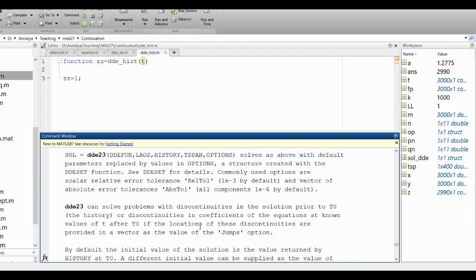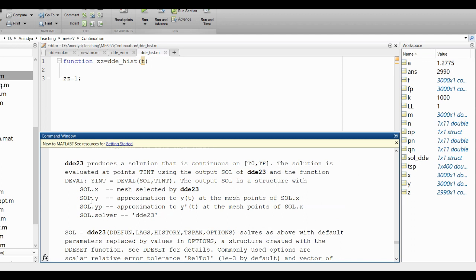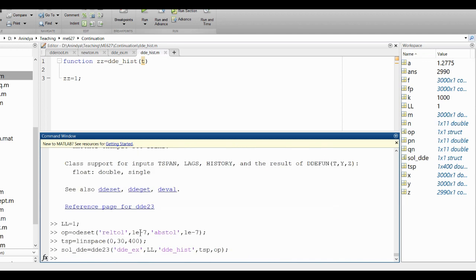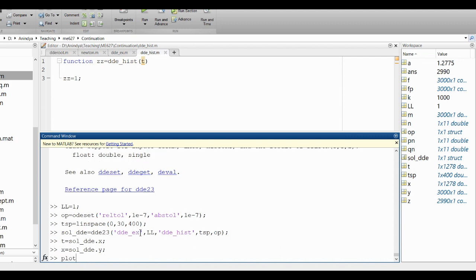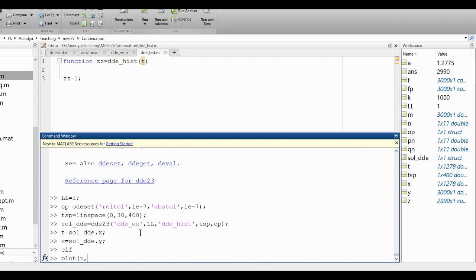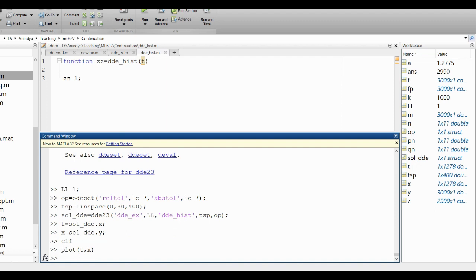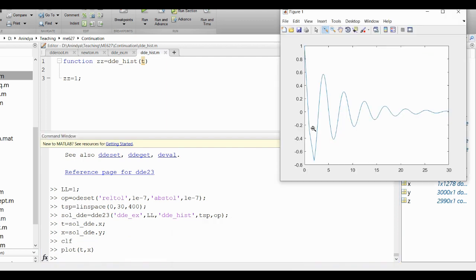Okay, and after I've done that, to plot it, I have to do something else. I have to use sol.x and sol.y. So I'll say here T equals sol DDE dot x and x equals sol DDE dot y, and finally I have my solution. CLF. Finally I have my solution, plot Tx, and that's the solution to the delay differential equation.